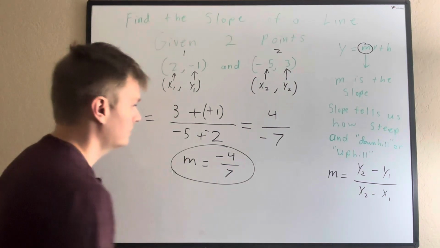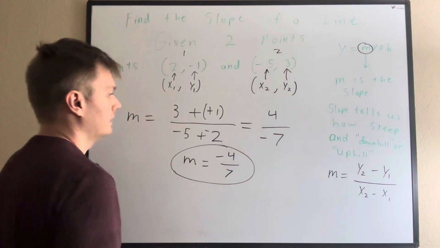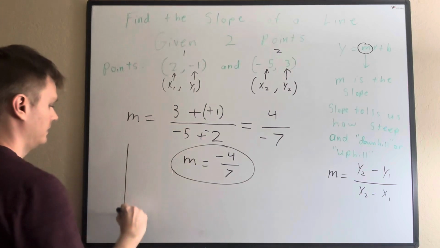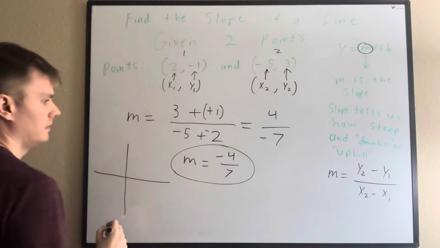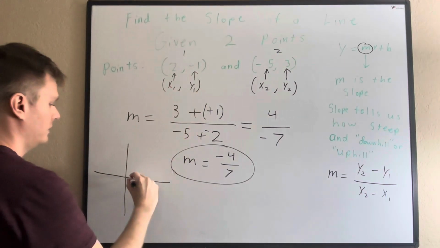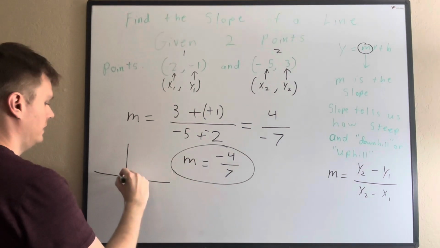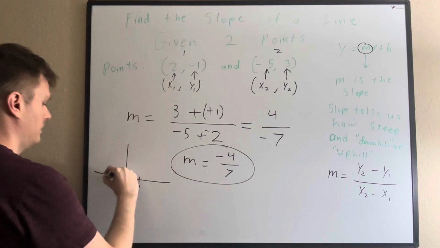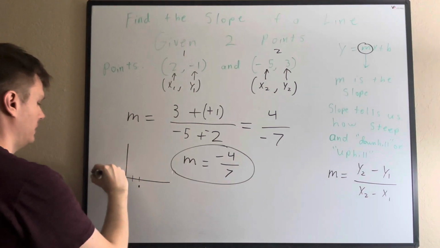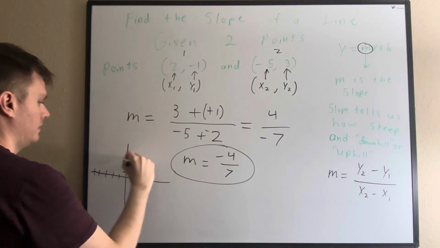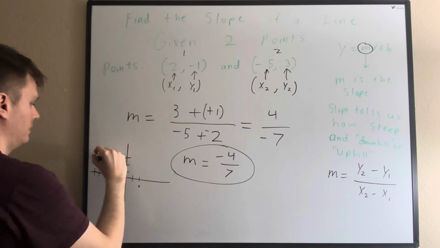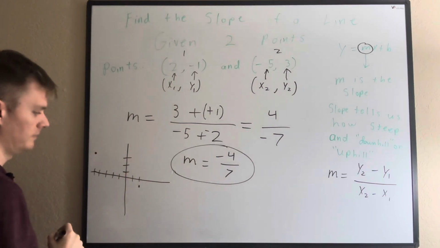Can we check that answer? Yeah, I could graph it again. 2, negative 1, negative 5, 3. There.